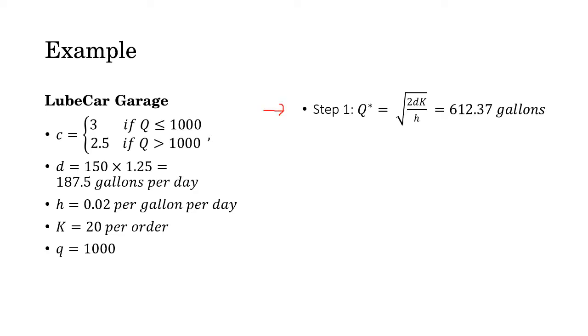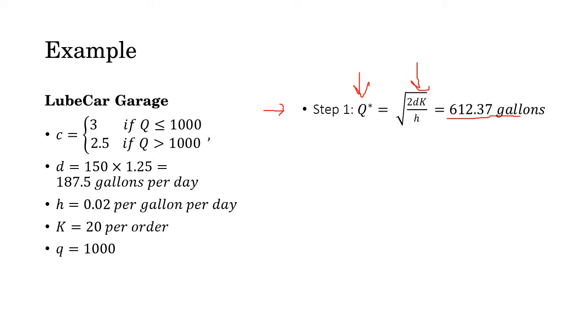Step 1 is to calculate Q star, using the formula that we saw in the very basic EOQ model. This Q star comes out to be 612.37 gallons. You can pause the video and do the calculations yourself.